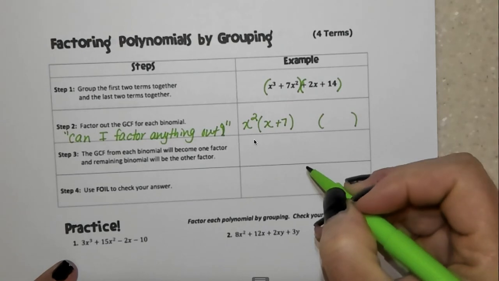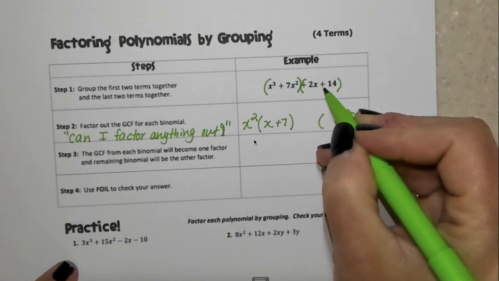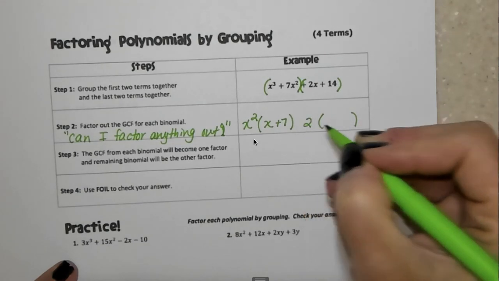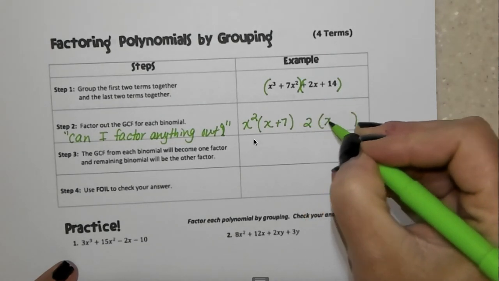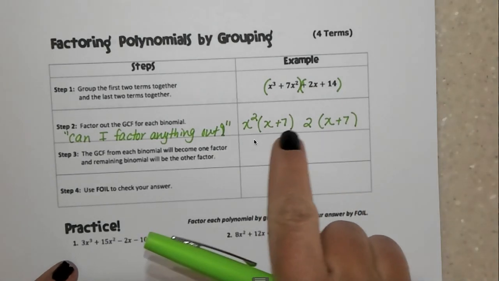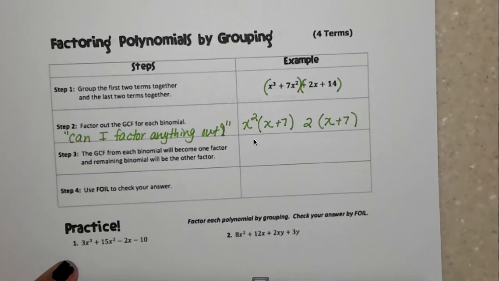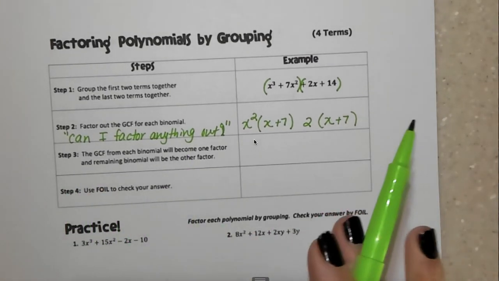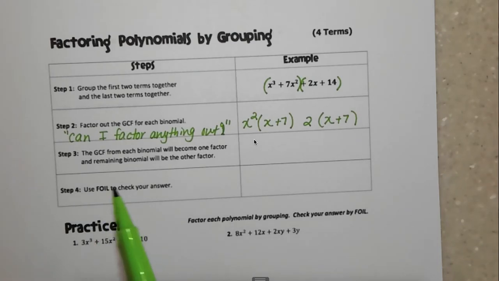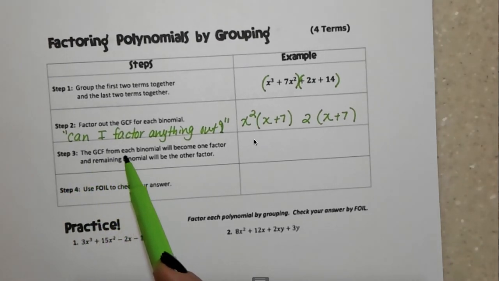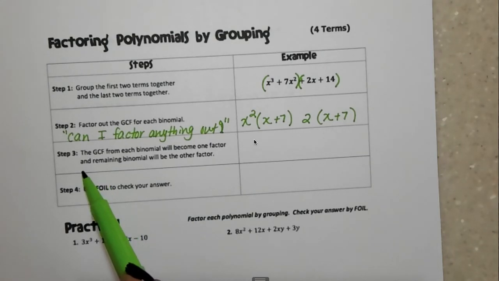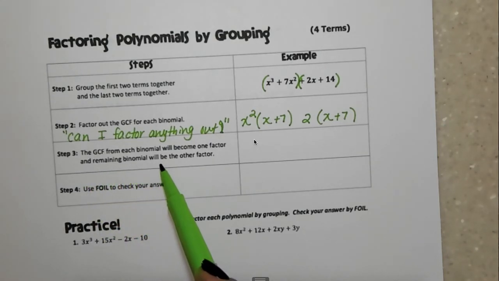Here we go. What can come out of a 2x and a 14? A 2 can come out. So we take a 2 out, leaves behind an x plus 7. And see how they match? That's what you want. Now, this is where their wording is confusing. It's not hard, it's just weird to put it in words. The greatest common factor from each binomial will become one factor, and remaining binomial will be the other factor.